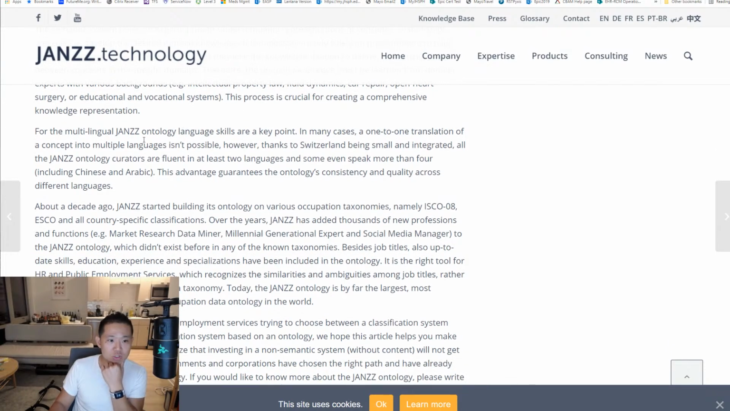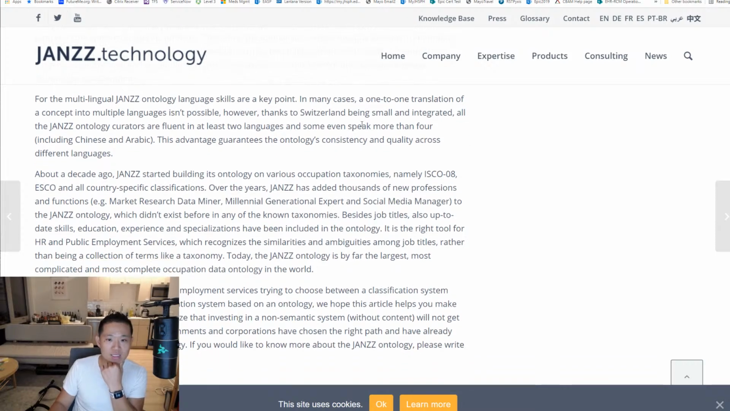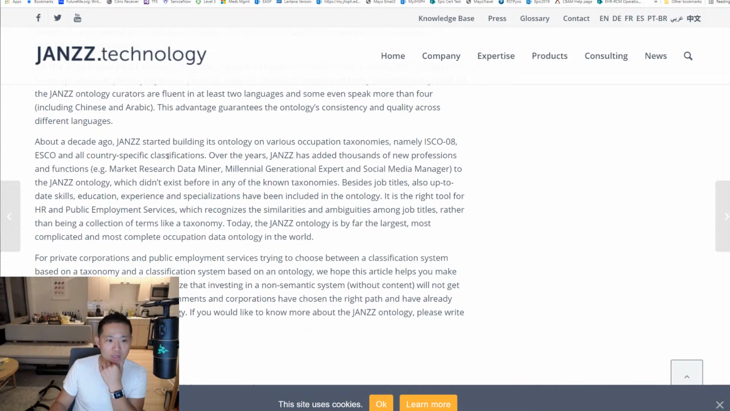For the multilingual JN's ontology, language skills are a key point. In many cases, a one-to-one translation of a concept into multiple languages is impossible. However, thanks to Switzerland being small and integrated, all the JN's ontology curators are fluent in at least 2 languages, and some speak even more than 4. This advantage guarantees the ontology's consistency and quality across different languages.